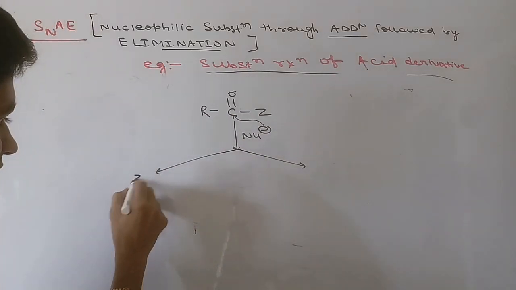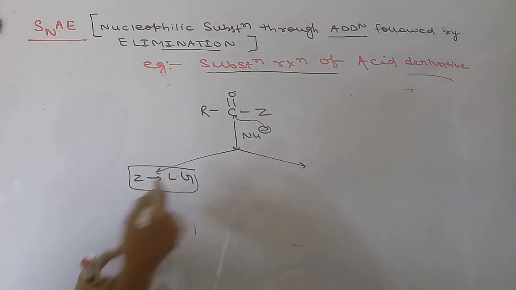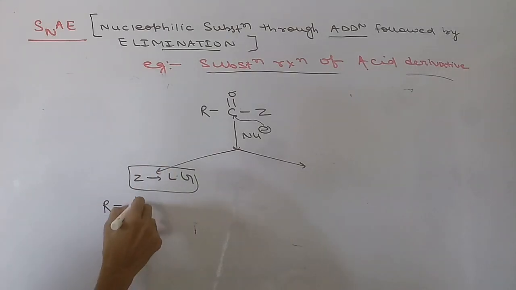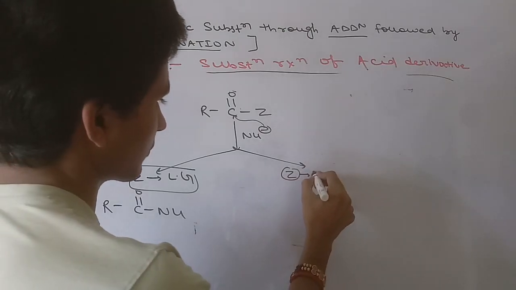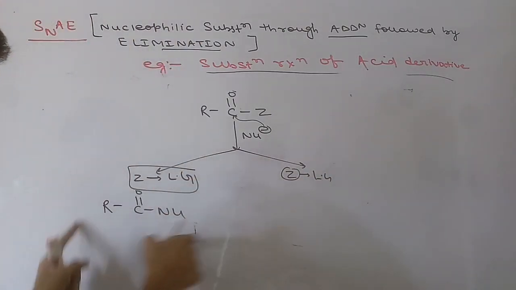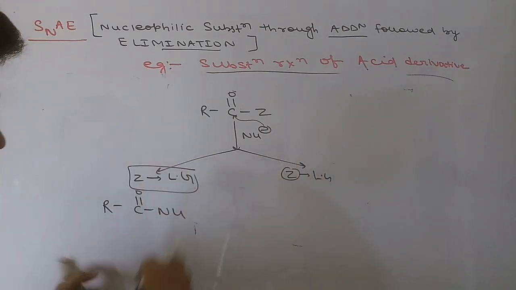If Z is a good leaving group, then the product will be R-C double bond O-nucleophile. And if Z is not a good leaving group, I am not going to discuss this mechanism again because I have already discussed that mechanism.